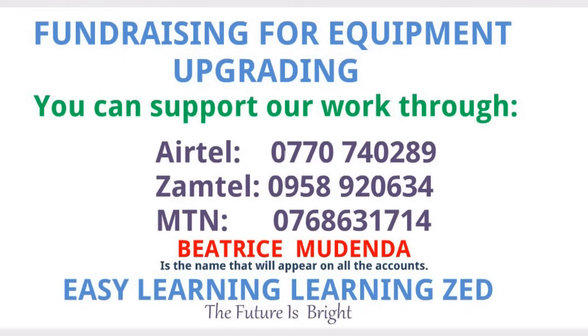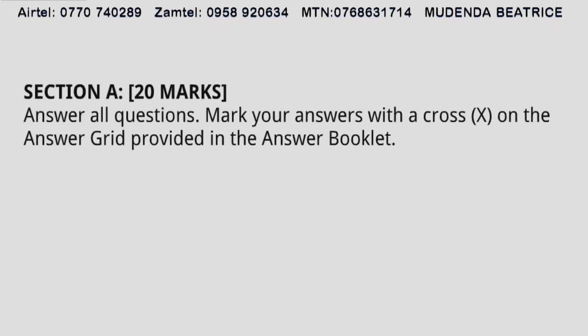Let's go to answering questions. Section A has 20 marks and has the following instructions. Answer all the questions. Mark your answers with a cross on the answer grid provided in the answer booklet. There is no question that you are going to leave out in this section. Since we are just revising, I'm going to be answering these questions on the same question paper, but that's what you don't do.